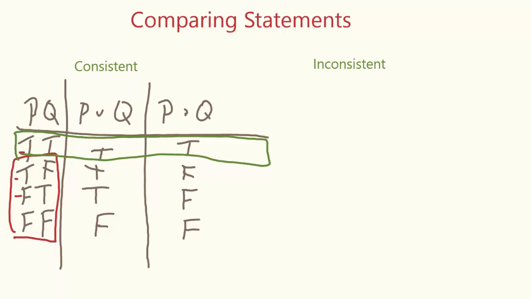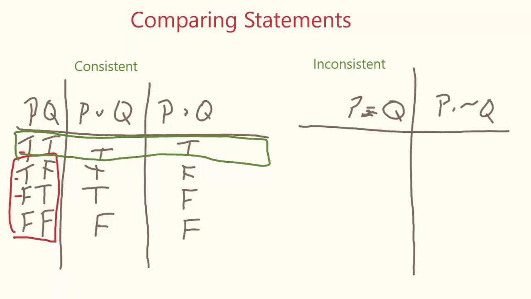Now let's think about a case in which the propositions are inconsistent. Let's look at the propositions P if and only if Q, and P and not Q. So we get our reference row, same pattern as the one before.